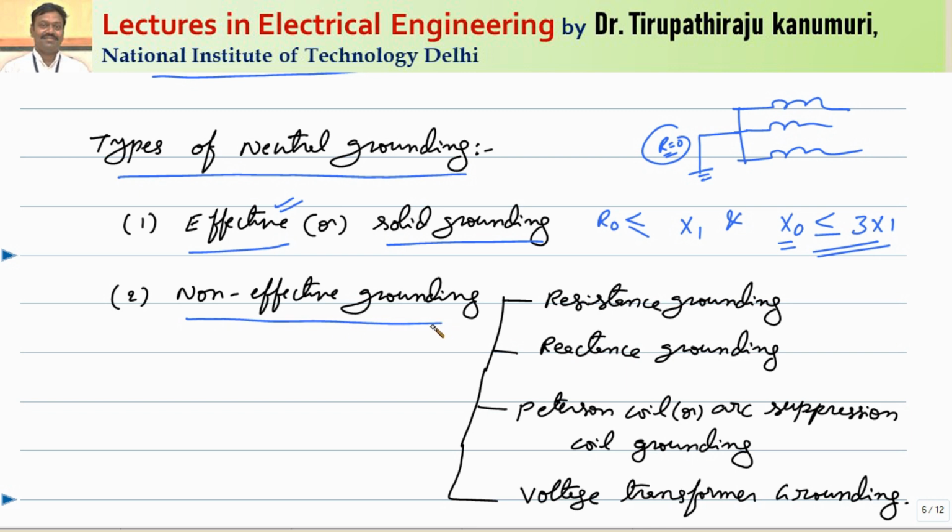In the non-effective grounding system, I told you that in order to limit the fault current, instead of directly connecting it, I can replace it with a resistance. If I replace it with a resistance, it is called resistance grounding. But the problem with resistance grounding is that when the fault happens, the fault current passes through this resistance, and there will be a continuous I square R loss. Then the next type, if you want to remove that problem, is reactance grounding. One type of reactance grounding is called Peterson coil or arc suppression coil grounding. There is one more type of reactance grounding called voltage transformer grounding. These we are going to discuss in detail in the coming sections.